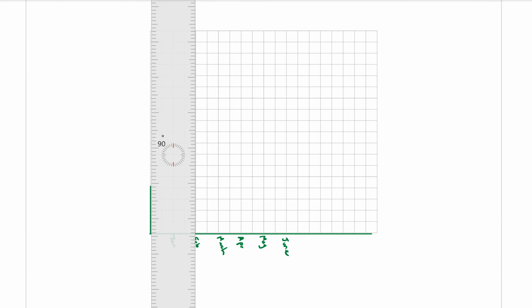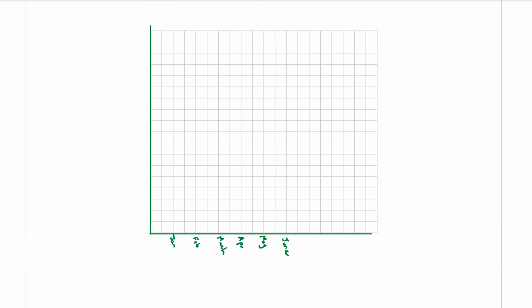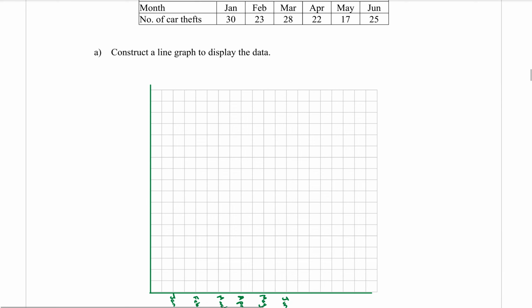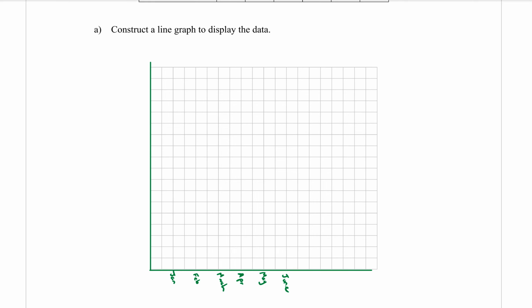Okay, then my vertical axis, looking back up here at my table, the biggest number that I can see in there is 30. Are there 30 spaces on that vertical line that I've just drawn there? Can I fit 30 spaces in there? No. So I have to go up by 2s to fit that in as well. So 2, 4, 6, 8, 10.